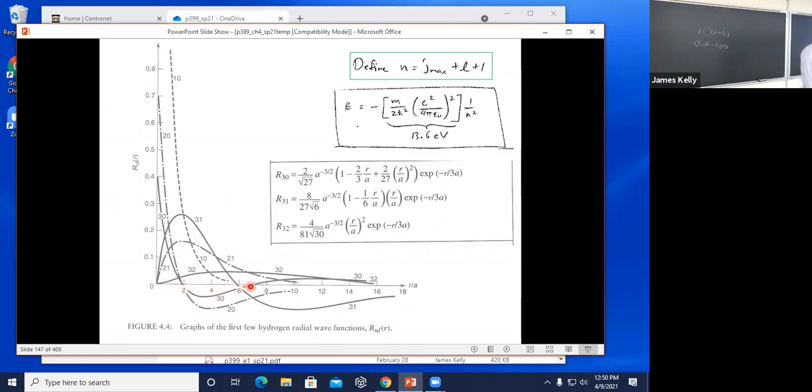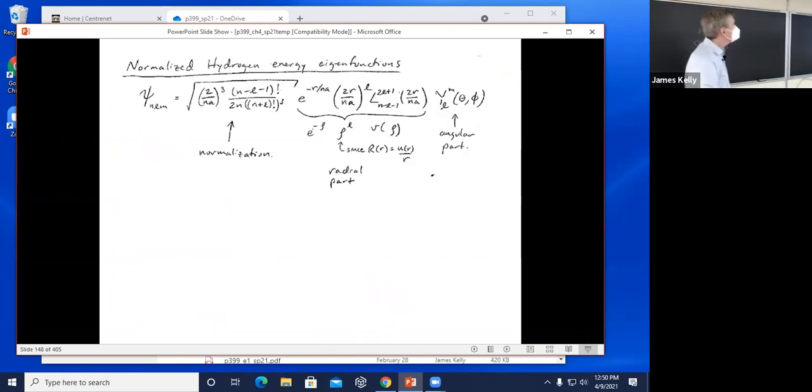There's a second 0 there. So it's crossed twice. That's due to that quadratic polynomial, which has 2 zeros to it. And then it starts exponentially going to 0. So, you know, if you really look into these functions, you can find out a lot and match them up with those radial wave functions.